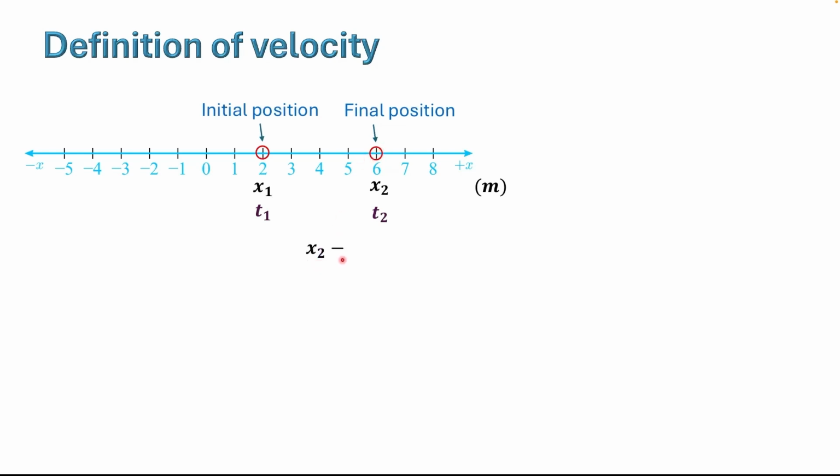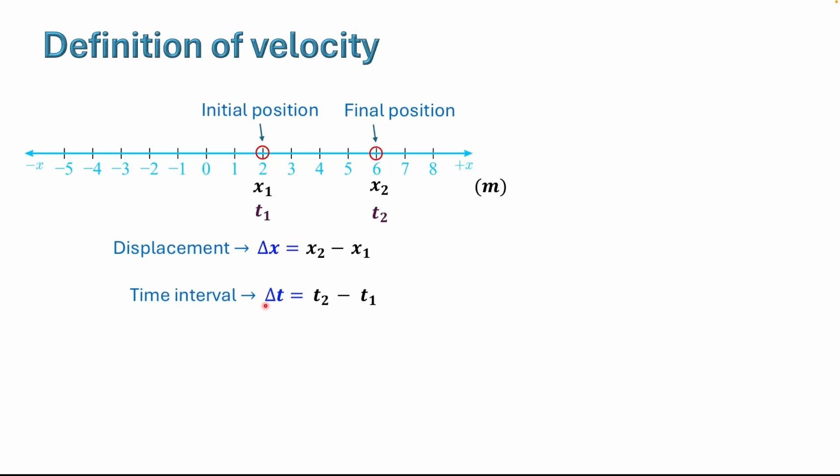The final position minus the initial position is the change in position of the object, that we write as delta x. The change in position is also called the displacement of the object. The final time minus the initial time is the change in time, which is written as delta t. Delta t is the time interval, which is the time the object takes to go from x1 to x2.